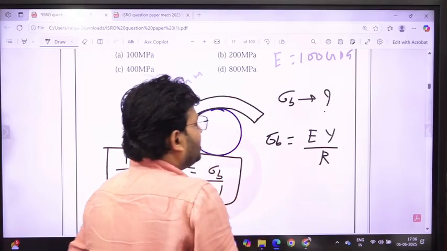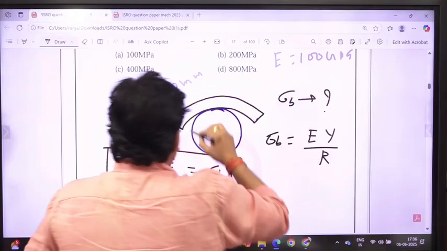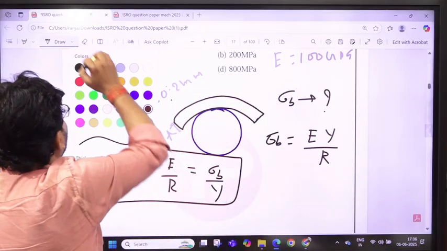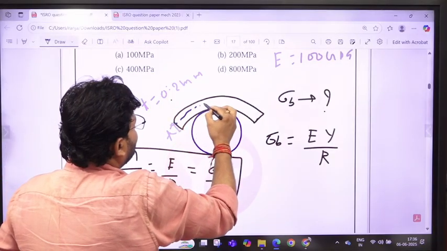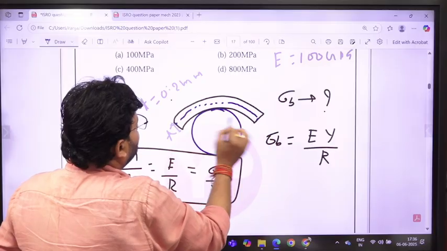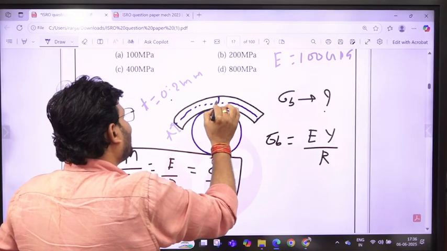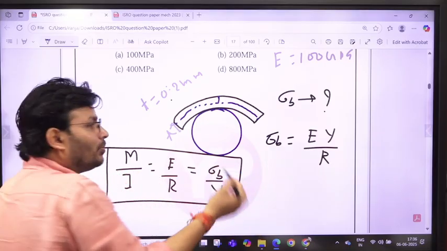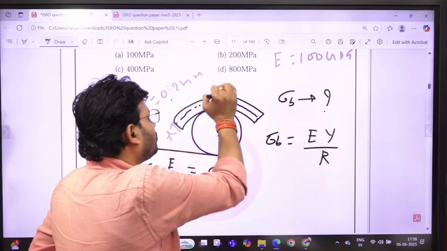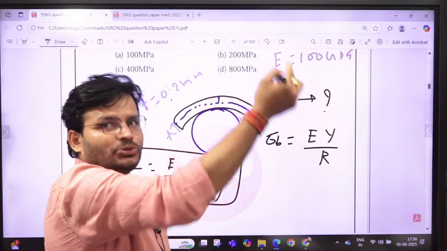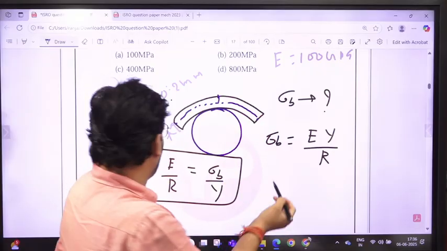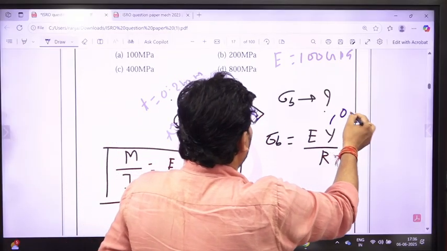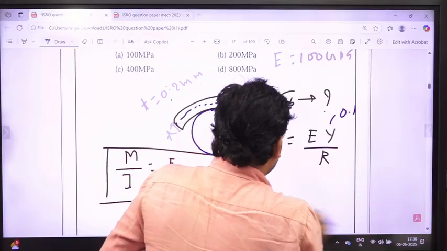Yes sir. So what will be Y? There will be one neutral axis, and from the neutral axis, maximum stress will be at the outermost fiber, either outward or inner. So Y is equal to how much? Y is equal to 0.1 mm. Just put the value and you will get the answer.